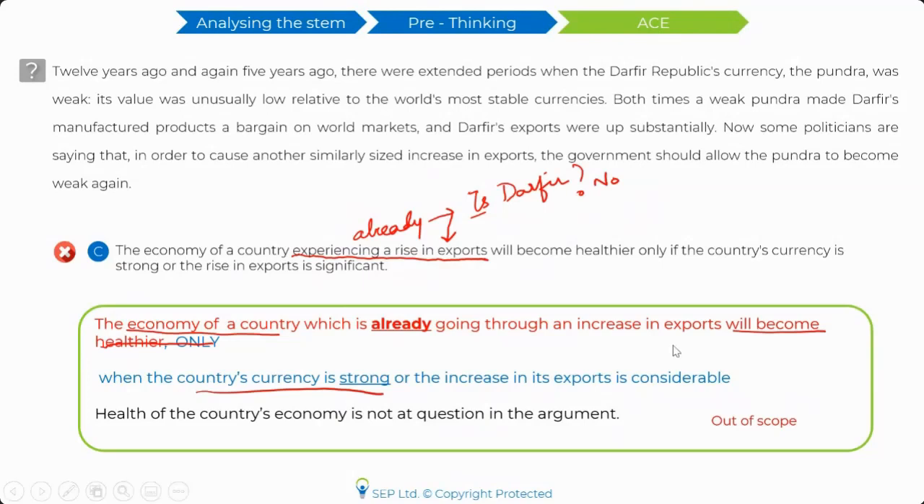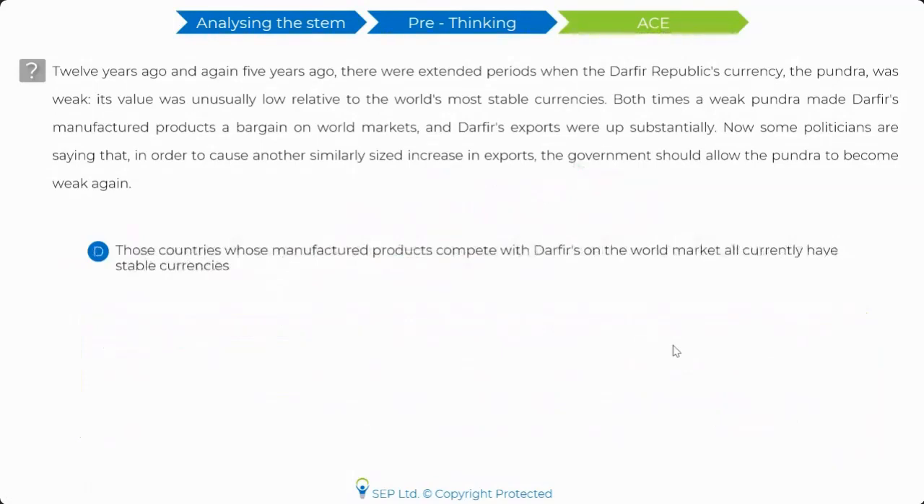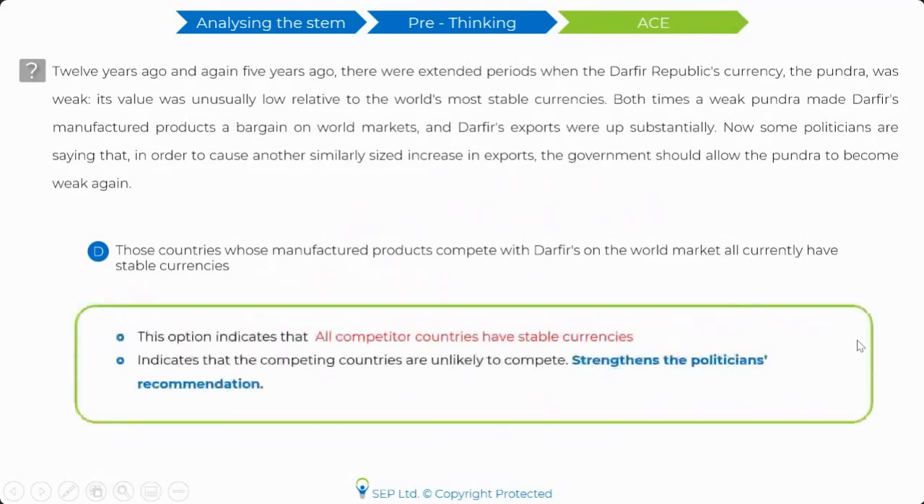Choice D. Those countries whose manufactured products compete with DARPAR, on the world market, all currently have stable currencies. This actually strengthens the plan, isn't it? If you really look at this choice, it is kind of telling you that if you weaken the Pundra now, high chances that DARPAR's products will be a good bargain. So this is a strengthener, and that is why it's not the answer.